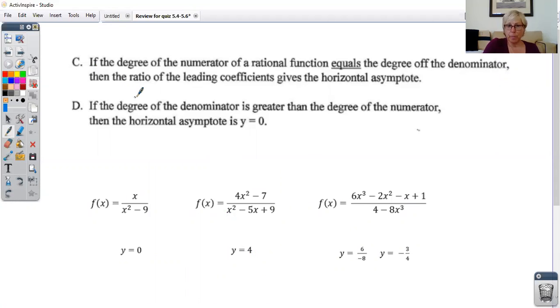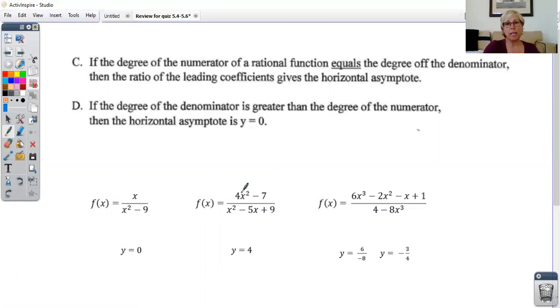Horizontal asymptotes. If the degree of the numerator equals the degree of the denominator, you take the leading coefficients and put them in fraction form. If the degree of the denominator is greater, you don't do anything, just choose y equals 0, bottom bigger, 0. So in this first example, the degree is 2 on the bottom, the degree is 1 in the numerator, bottom bigger, 0. In this example, the degree is 2 on the numerator, 2 in the denominator.